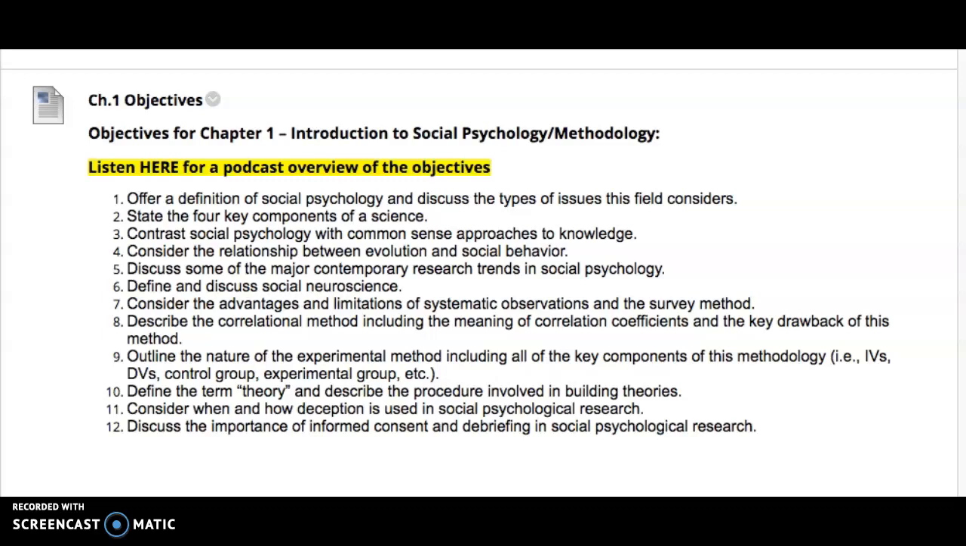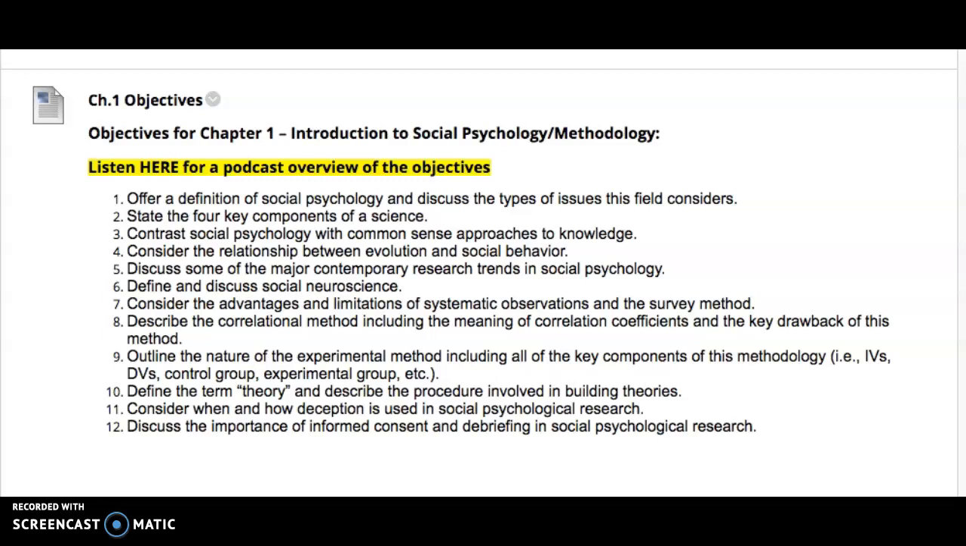First off, you're going to be starting with a definition, a working definition of social psychology. What makes social psych different from just psych in general? You're going to be learning a little bit about the subfield of social psychology and the different types of issues that this field looks at and researches and is involved with.